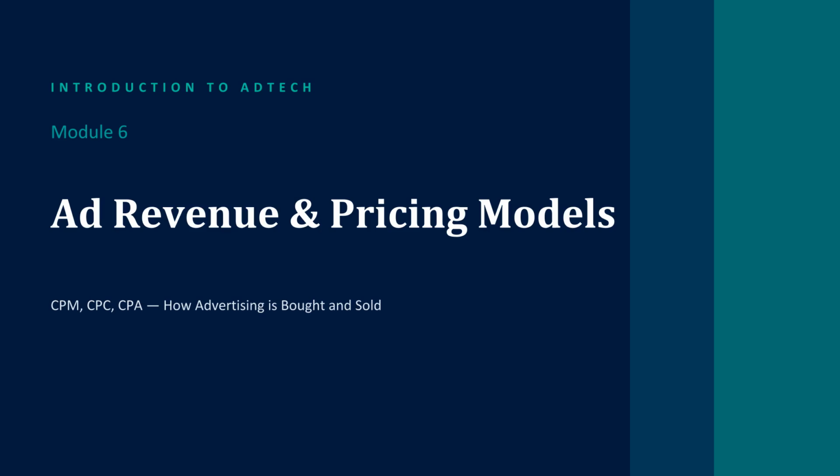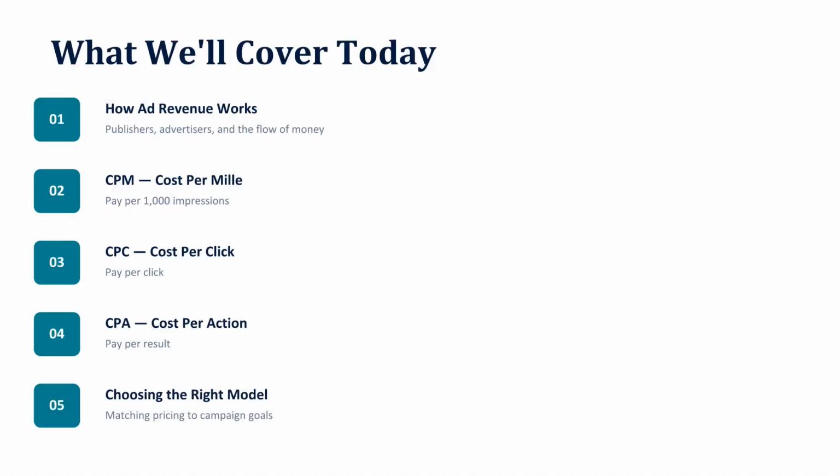Digital advertising is a multi-hundred-billion-dollar industry. But how does the money actually flow? In this module, we're going to follow the money, from the advertiser who wants to reach an audience, to the publisher who gets paid for that audience's attention. And we'll explain the three main pricing models that govern every digital ad transaction.